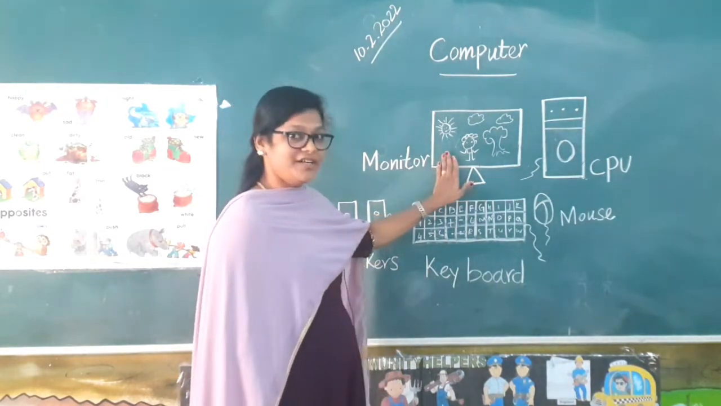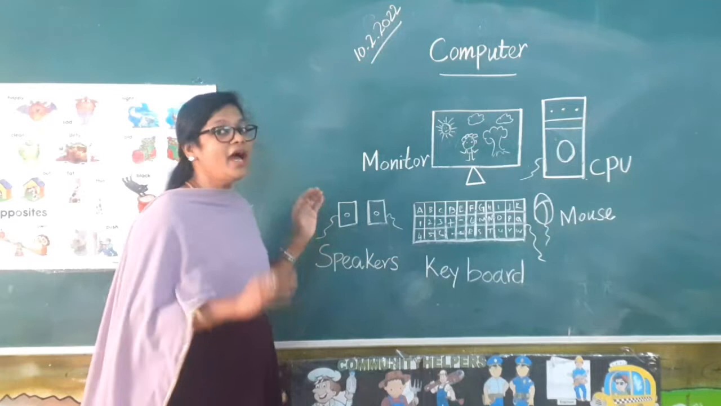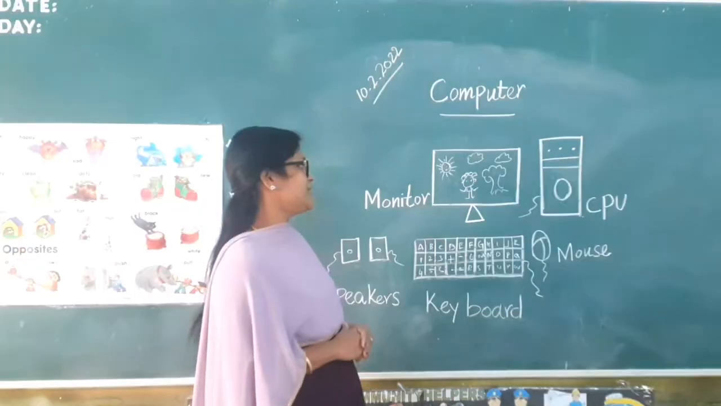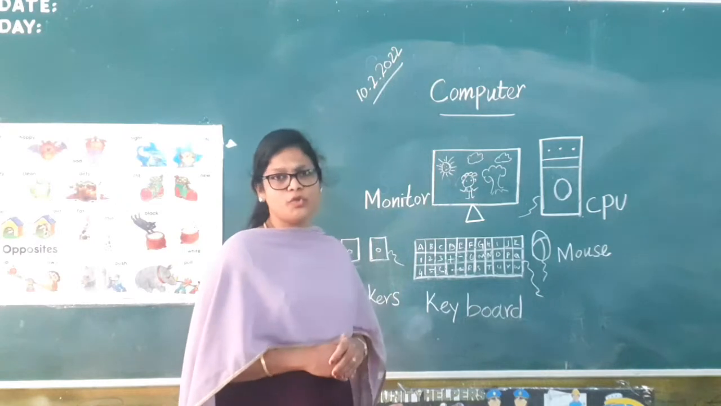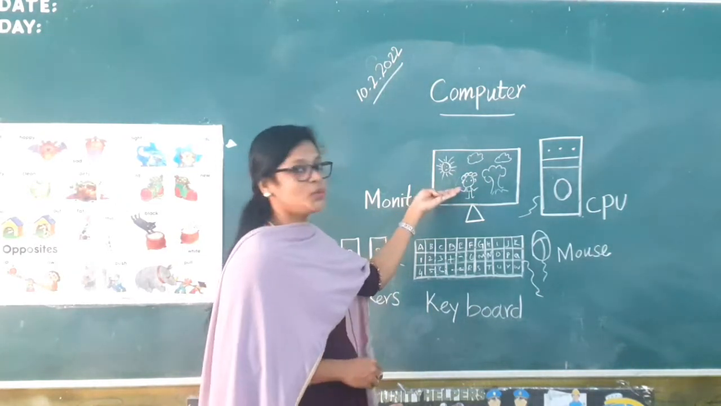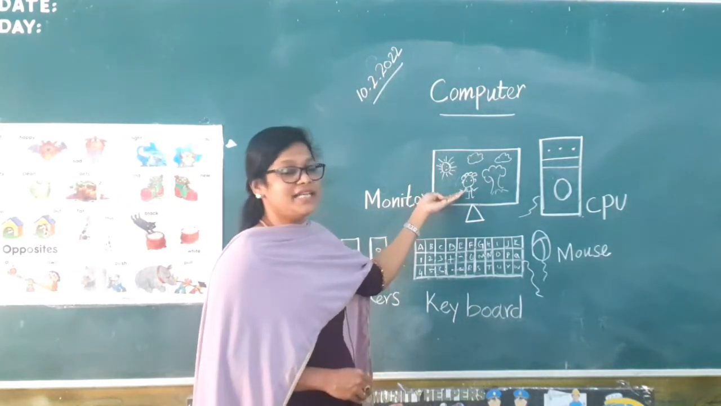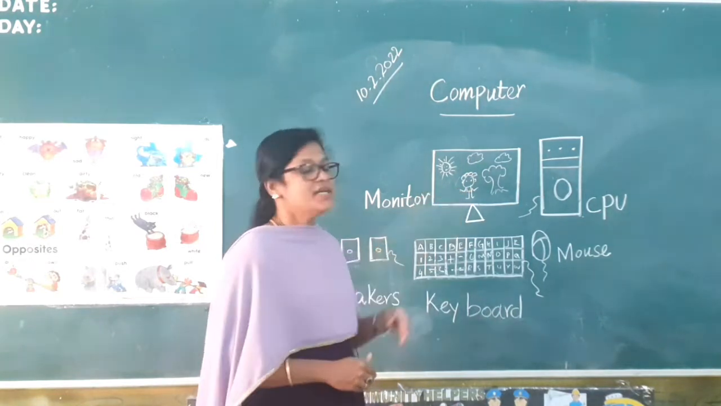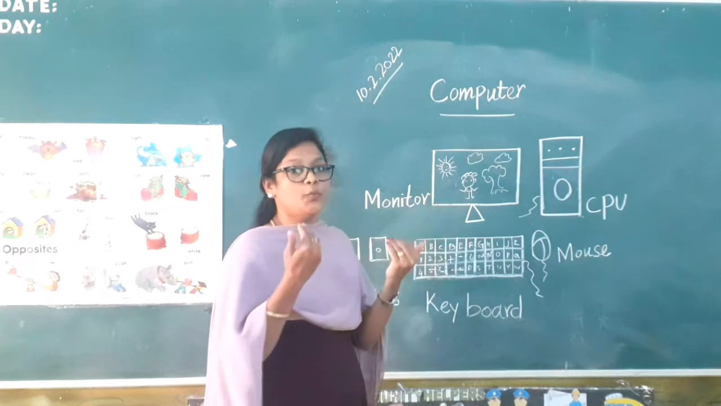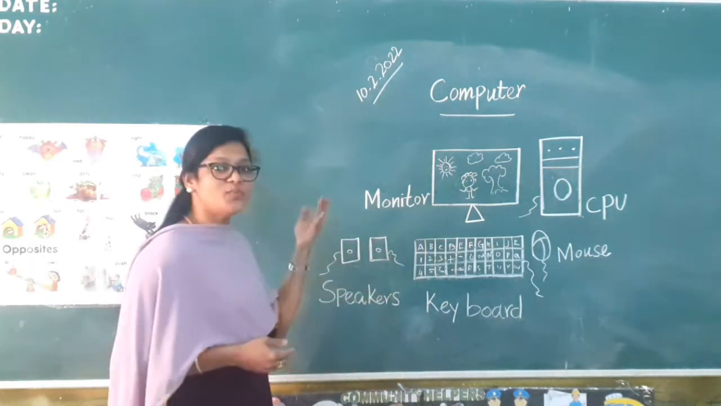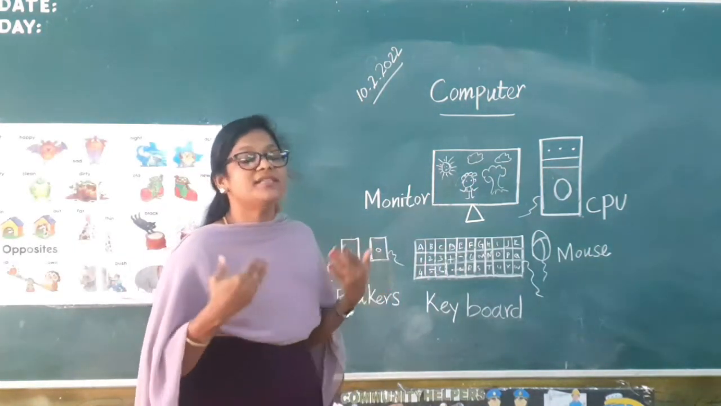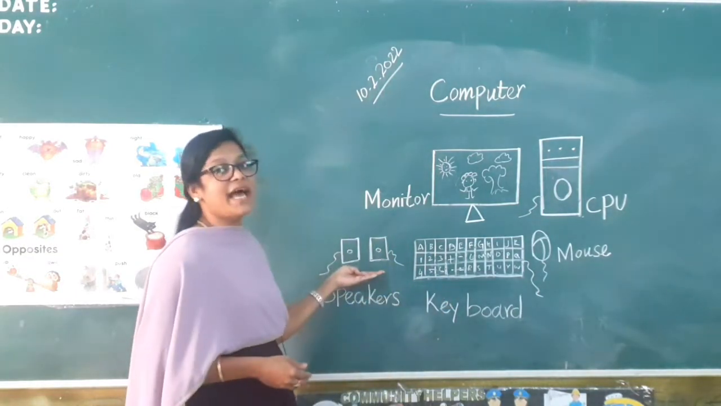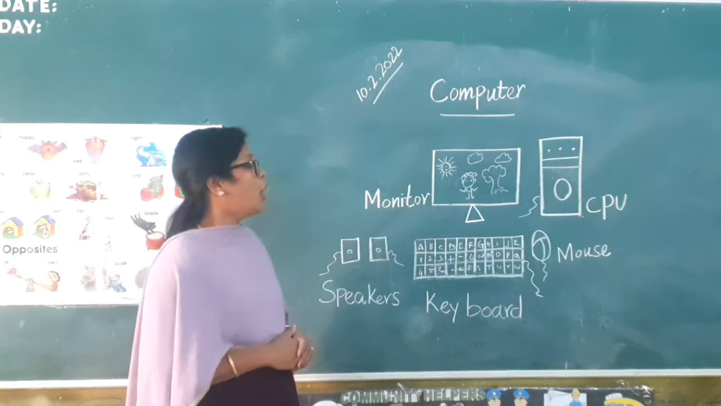Then monitor and speakers are the output units. Why do we call them output units? Because we view things on the display screen. We see things on the screen, so it is the output, we can see it. Likewise, with speakers we can hear the music and sounds, the output. So we call them output units.